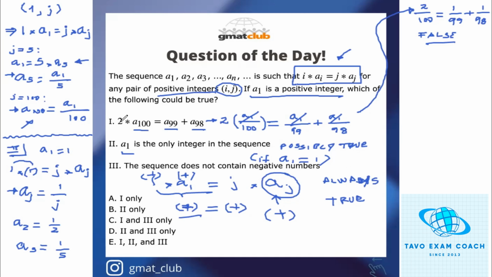So statement 1 is always false. Statement 2, possibly true. And statement 3, always true. So which of the following could be true? The second and the third only. Option D is the correct answer choice.